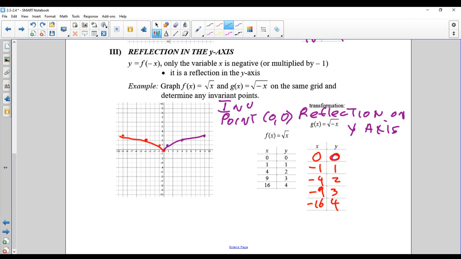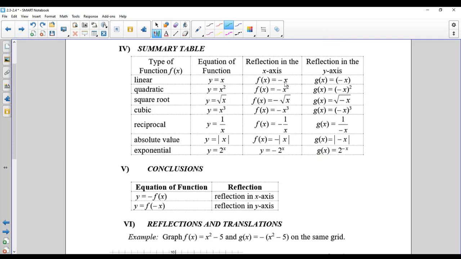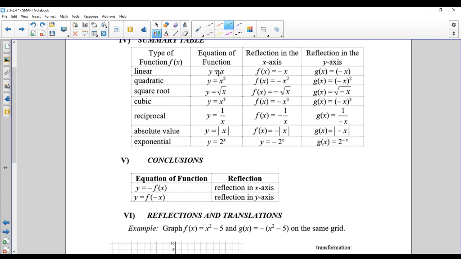Okay, let's keep this going. Next page. Here's a summary table. If your function was a linear function, f of x equals minus x would reflect on the x-axis. If you put the minus in front of the x before you do the function, it's on the y-axis. The same thing here, right? So look at each of these, and do the summary table on your own. Sometimes after reflection, it actually looks the same.